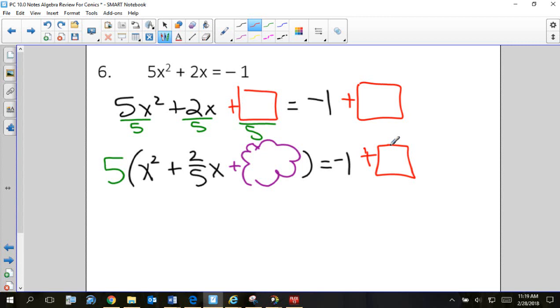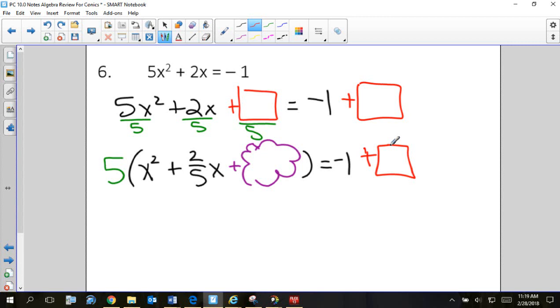I'll answer your question. What did you put in Puppy's box? Where did your 5 go? Okay, here's my 5. So I'm not dividing, I'm factoring it.